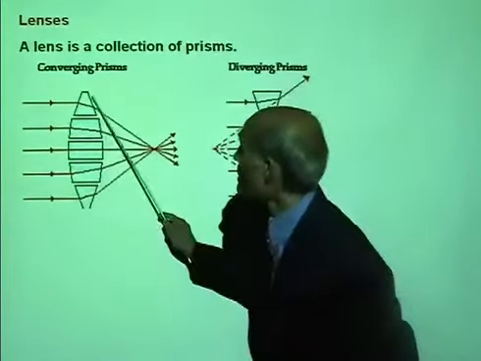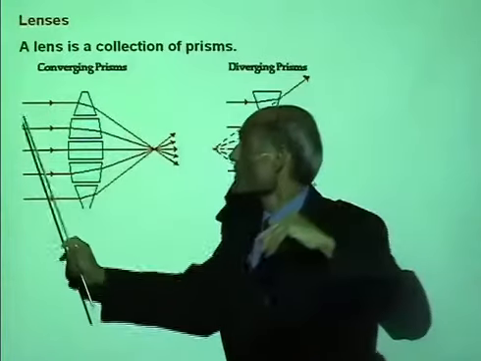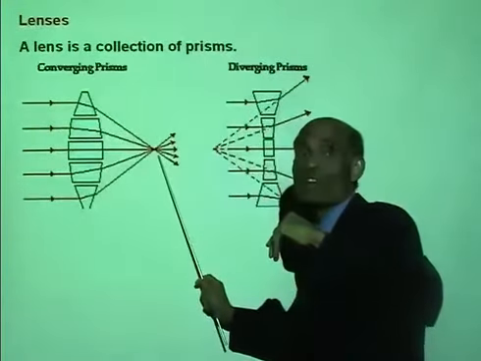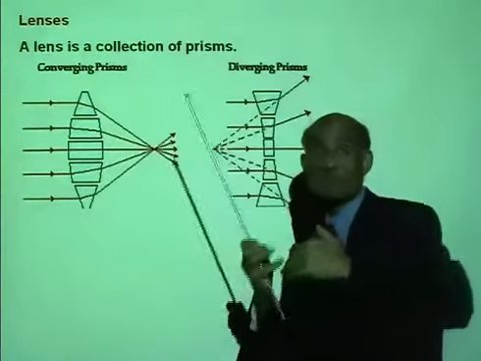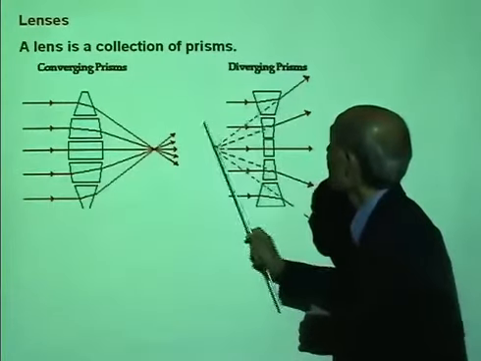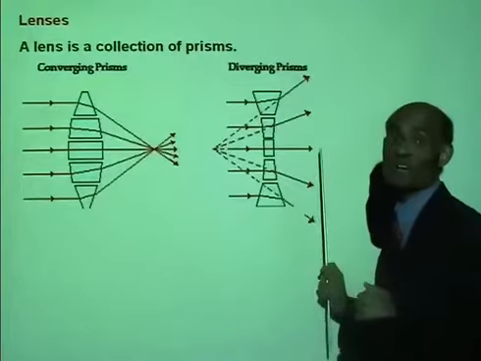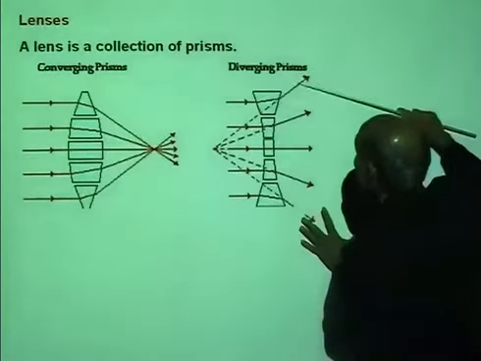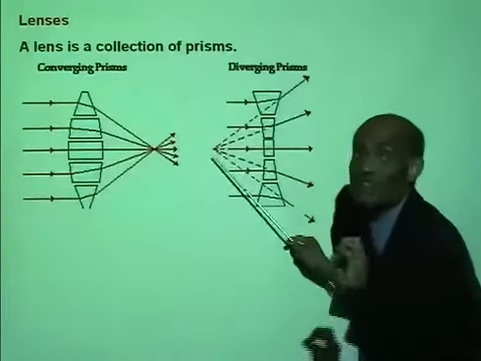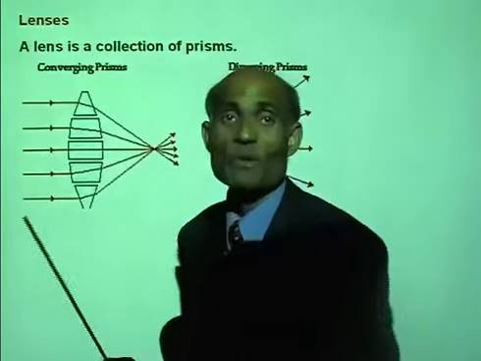So, when prisms are kept with the bases facing each other, a beam of light converges on the other side. If you place the prisms the other way around, a beam of light coming from one side will all diverge on the other side. That means if you look from this side, these rays will all appear to be coming from a point on that side.